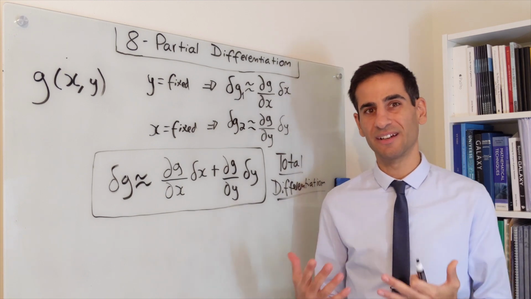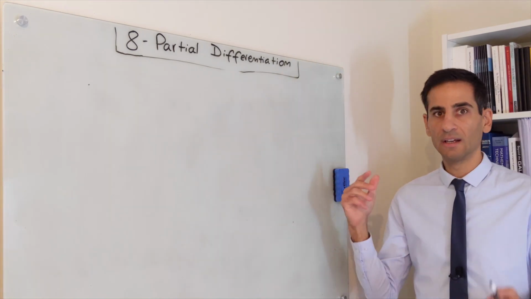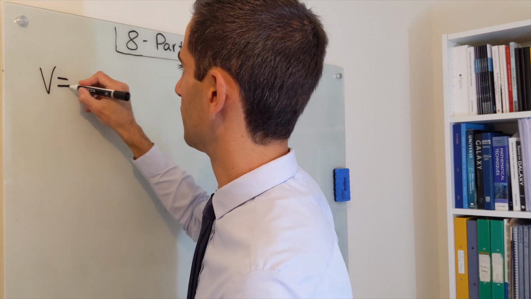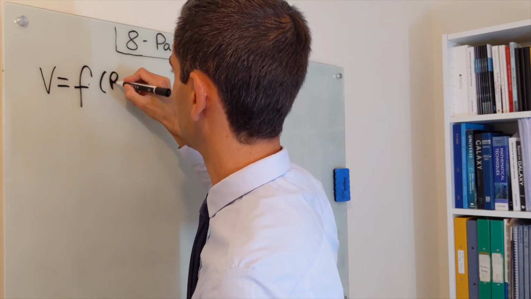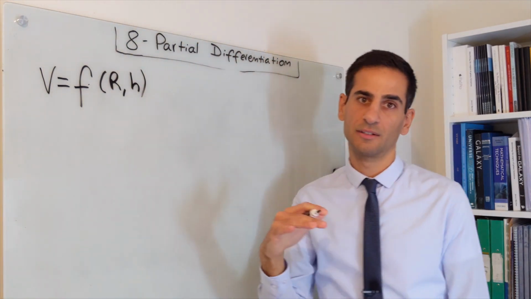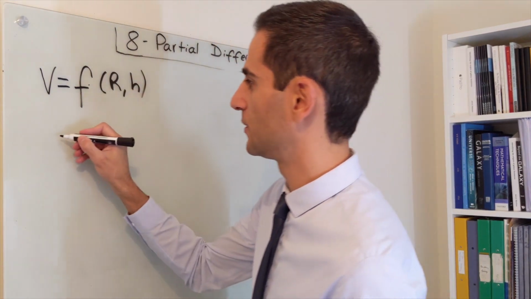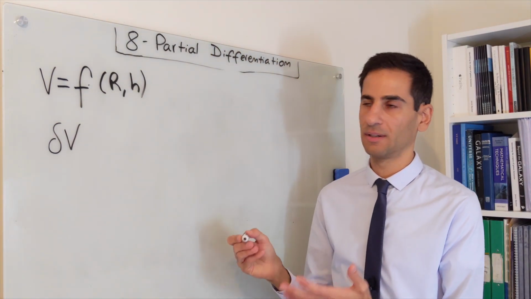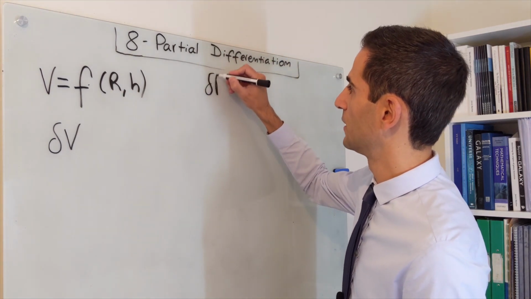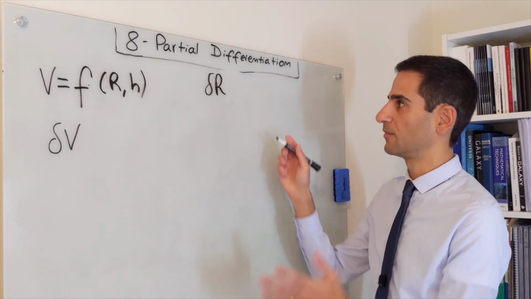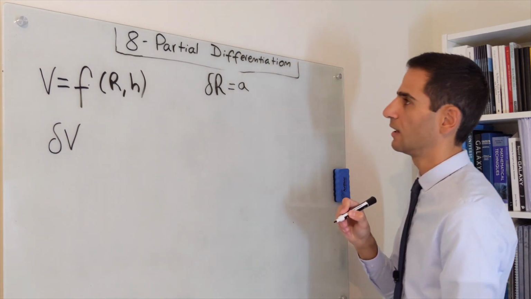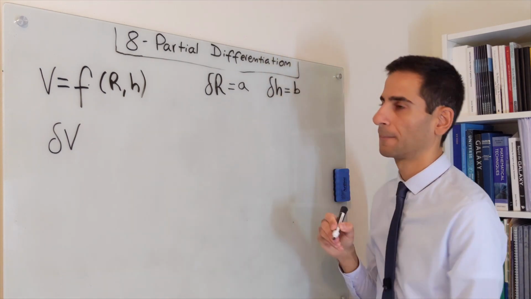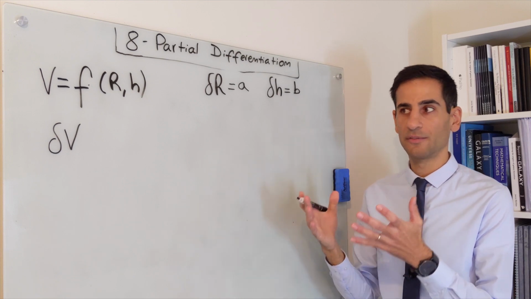In order to do this, let's think of a practical example. Let's say that you have some volume, and this volume is a function of, for example, radius and height. Now, let's say that for some reason you want to calculate the total change of the volume when both r and h are varying. This means you know that delta r will be some value, you can even call it A, and the height will be varying by an amount B. How do you know the full variation of the volume?